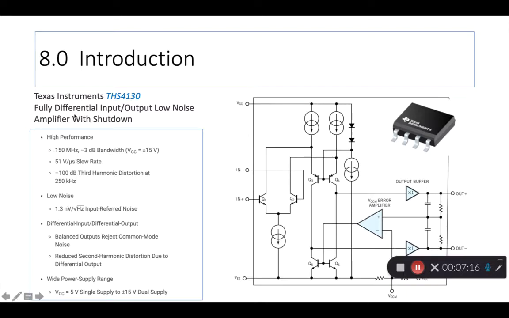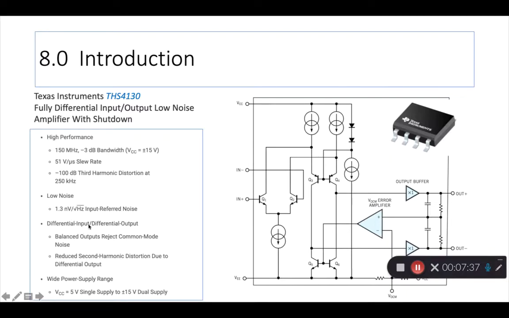The benefits are high performance, such as 150 megahertz minus 3 dB bandwidth. Then there's slew rate and harmonic distortion. We'll study this later. But low noise is mentioned here.